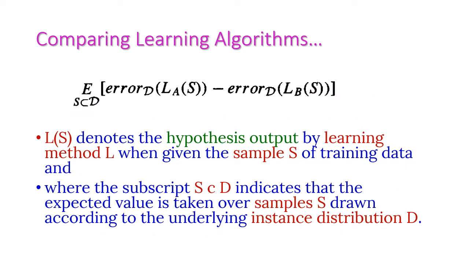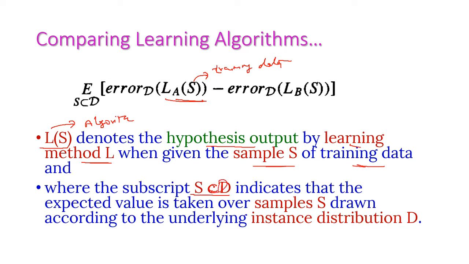Here L of S is nothing but the learning on the particular sample. It denotes the hypothesis output by learning method L, where L is the learning algorithm, when given the sample S of training data. The sample is denoted by training data, where the subscript S belongs to capital D.